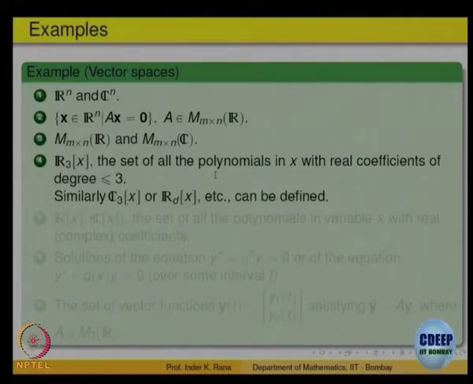Why does this form a vector space? Given two polynomials of degree less than or equal to 3, you can add them, and you will again get a polynomial of degree less than or equal to 3. You can multiply a polynomial by a scalar. Only the coefficients of the powers will change, but the degree will still remain less than or equal to 3, and it has all those properties of commutativity, associativity and so on.